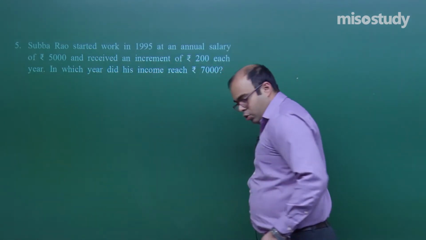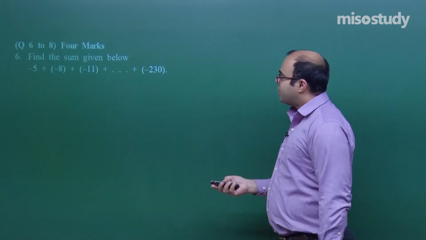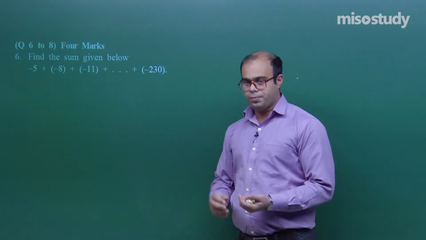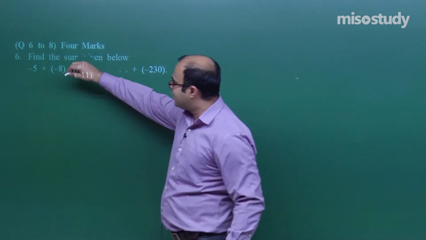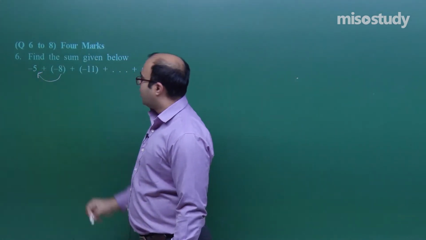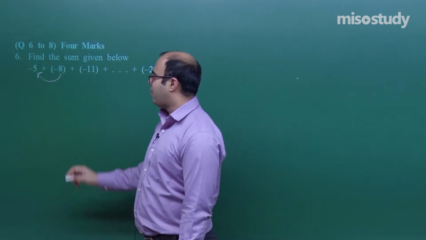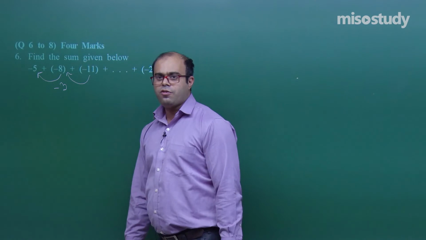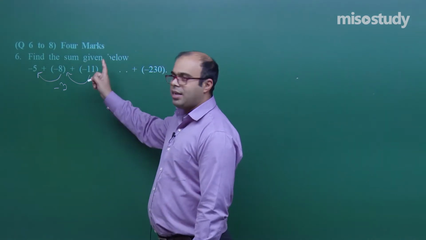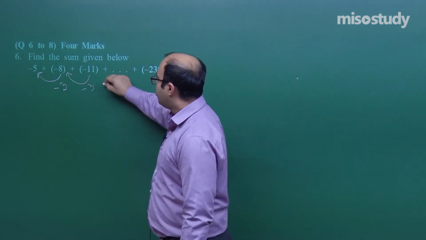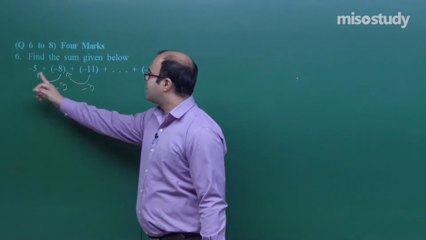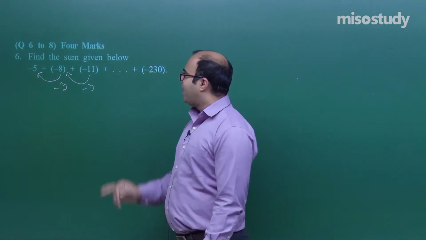Now, let us come to the next question. This sixth question is of 4 marks. Find the sum given below. So, is this an AP? First let us see. Second term minus first term: minus 8 minus of minus 5, that will be minus 3. Minus 11 minus of minus 8, that is minus 11 plus 8, minus 3 again. So, we get a common difference of minus 3 here. Now, we have the first term minus 5 and last term minus 230.